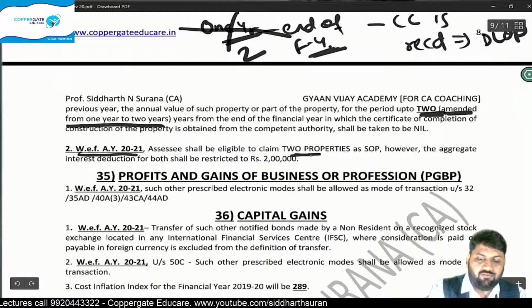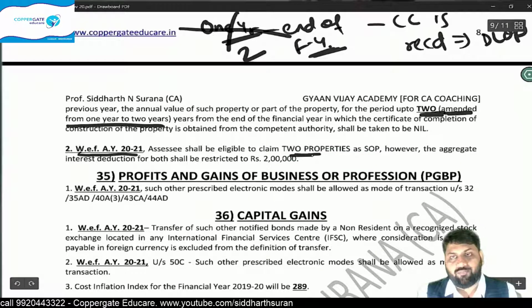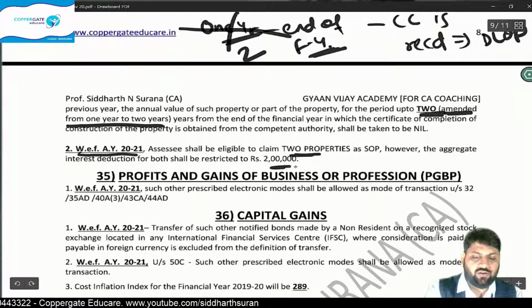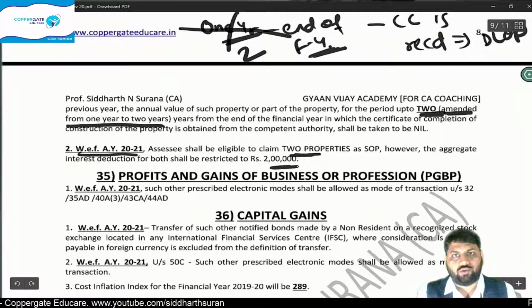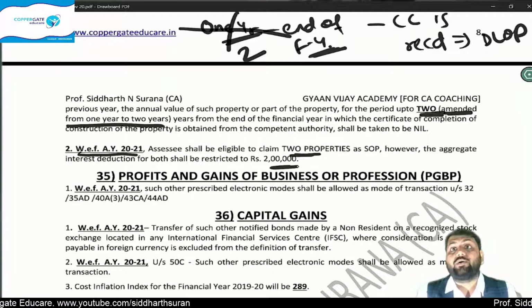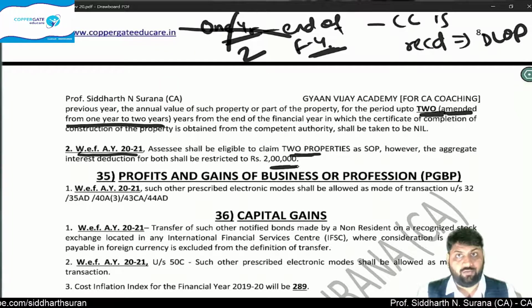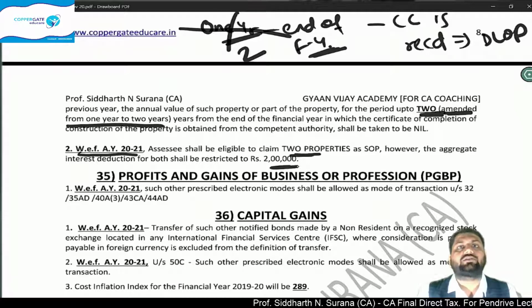Two properties will be covered in self-occupied property, and the total deduction of the two will be restricted to 2 lakh rupees. So you are not going to get extra deduction, but earlier after one house, all other houses used to fall under deemed to be let out provision, but now DLOP provision will be applicable from your third house onwards. That means basically what happens is, we are people living in Mumbai, and our native place, we are natives of a state of Rajasthan.